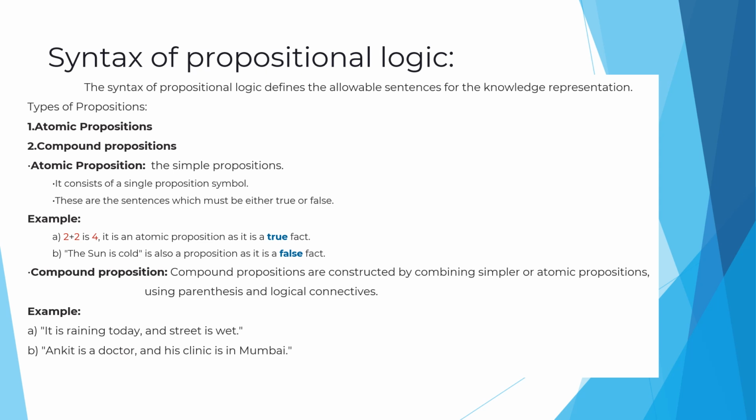Let's see one example. 2 plus 2 is 4. So this is an atomic proposition. The statement represents a true fact. And second one, sun is 4.